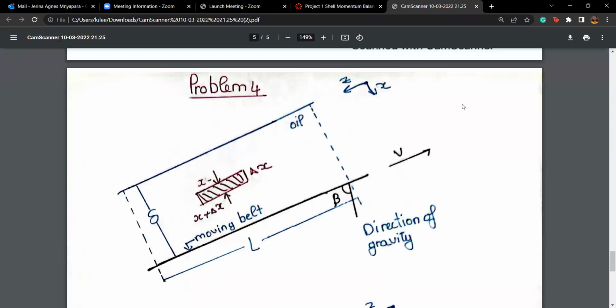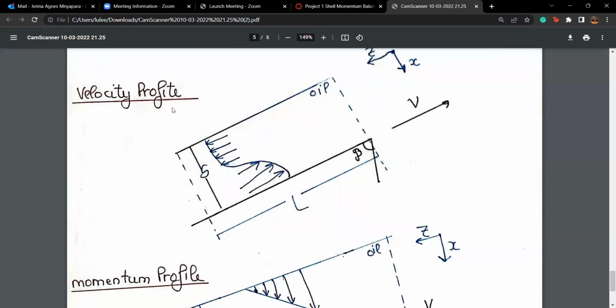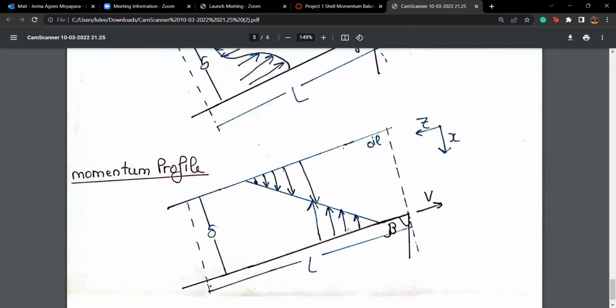So this is our diagram for problem 4. We got our oil here, and the oil is moving downwards while the belt is moving in the opposite direction. So this is the velocity profile. Since there are two moving fluids, they will be in opposite directions. So one fluid will move this way and the other will move the other way, at the angle beta. And this is also our momentum profile.